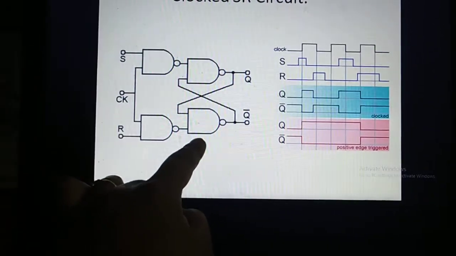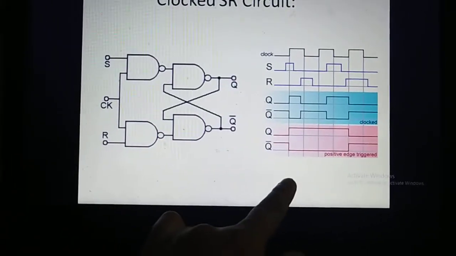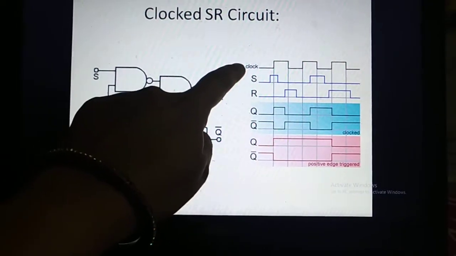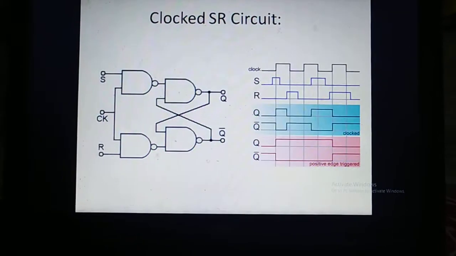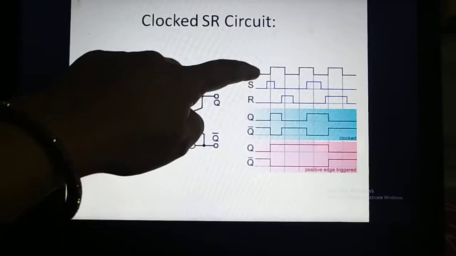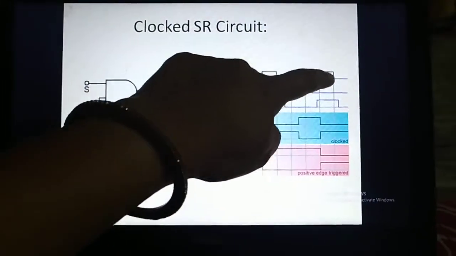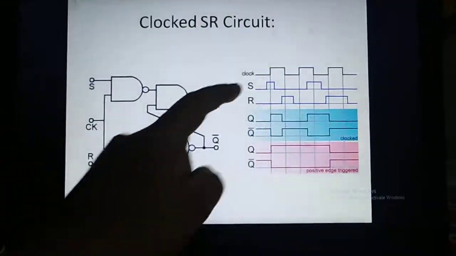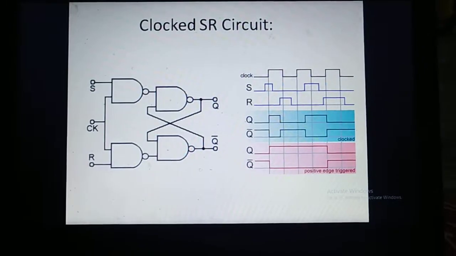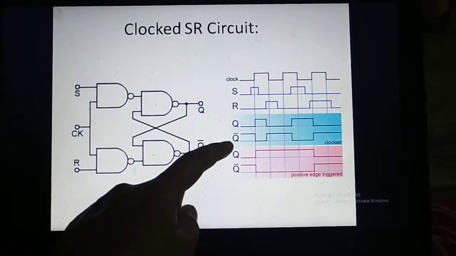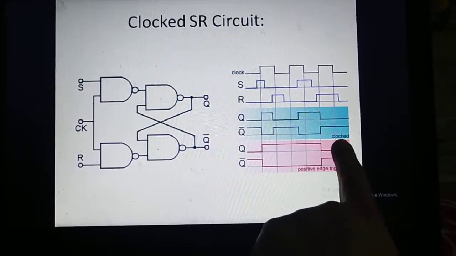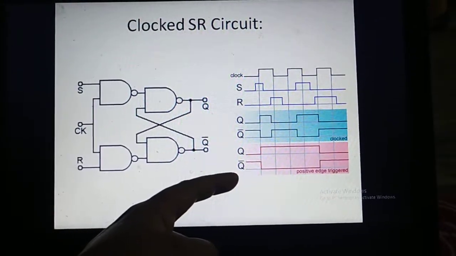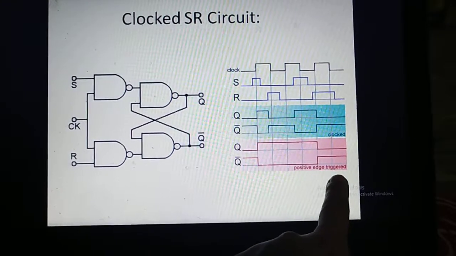The other part of the circuit is a cross-coupled structure. In this waveform, you can see that the clock is a periodic signal of 1s and 0s, like 0 1 0 1 0 1, meaning turn off, turn on, turn off, turn on. S and R are inputs. Q and Q bar are the outputs when the clock is applied. Another Q and Q bar are the outputs when positive edge triggering is applied.